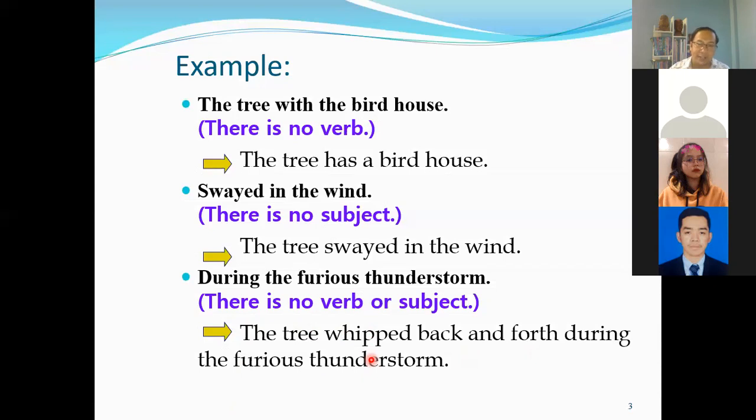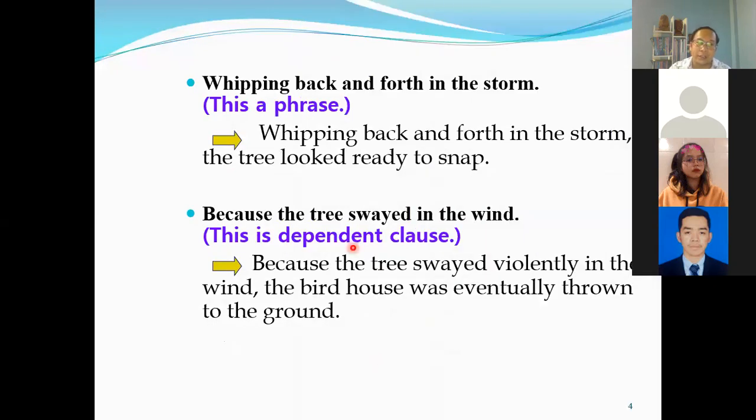What we can understand quickly is that a fragment is an incomplete sentence. Incomplete sentence, that we call fragment. And one more here: whipping back and forth in the storm. This is called a prepositional phrase, right? Or it can be a gerund phrase as well. So when it is a phrase, it is also called a fragment. So we can add one more clause to make it complete.